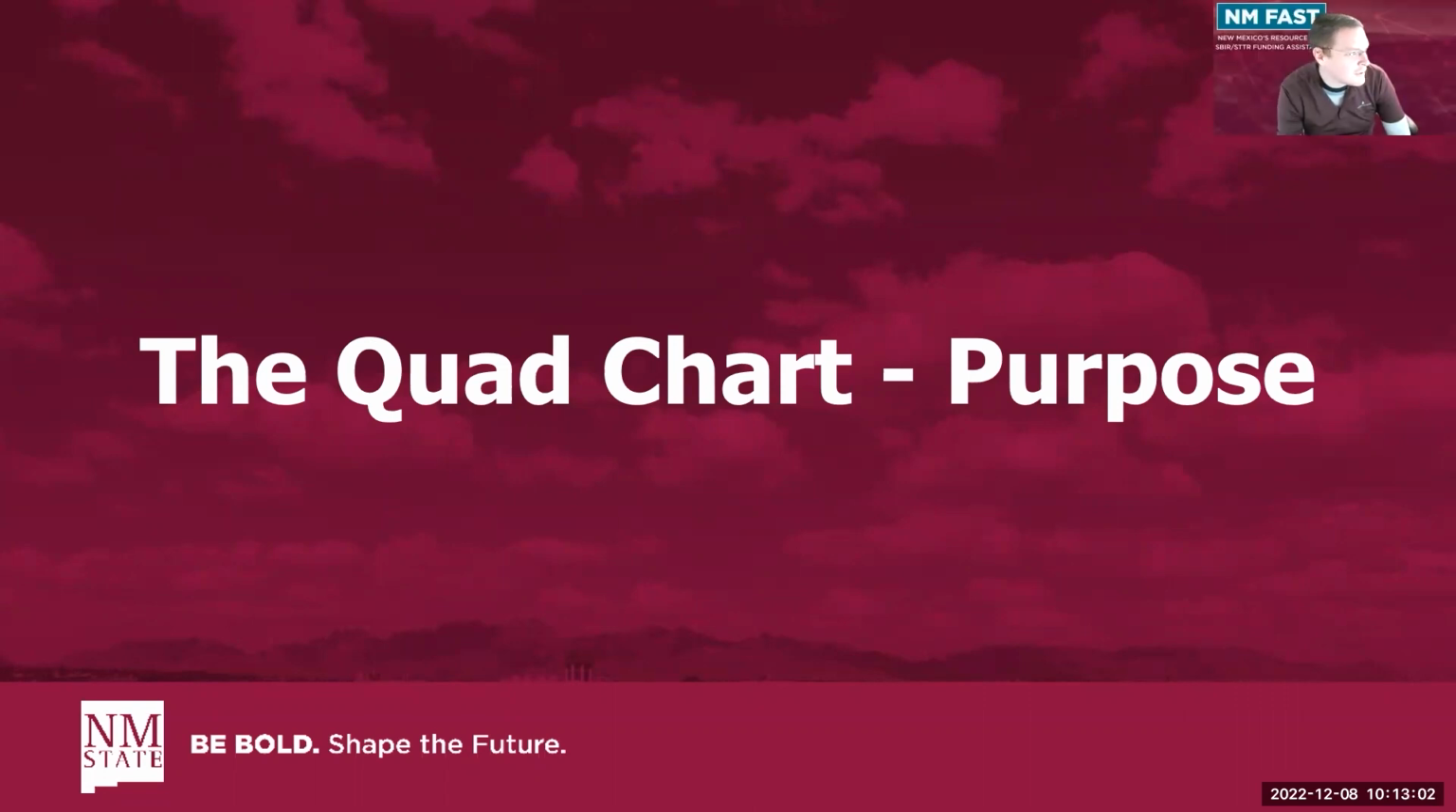So while they were doing that, I was trying to, in the background, find my template for a quad chart to drop it in the chat, but I'll do that shortly. We get to a point that we're going to talk about the purpose of the quad chart, and we'll be able to dig for that a little bit more. I don't know where it is.